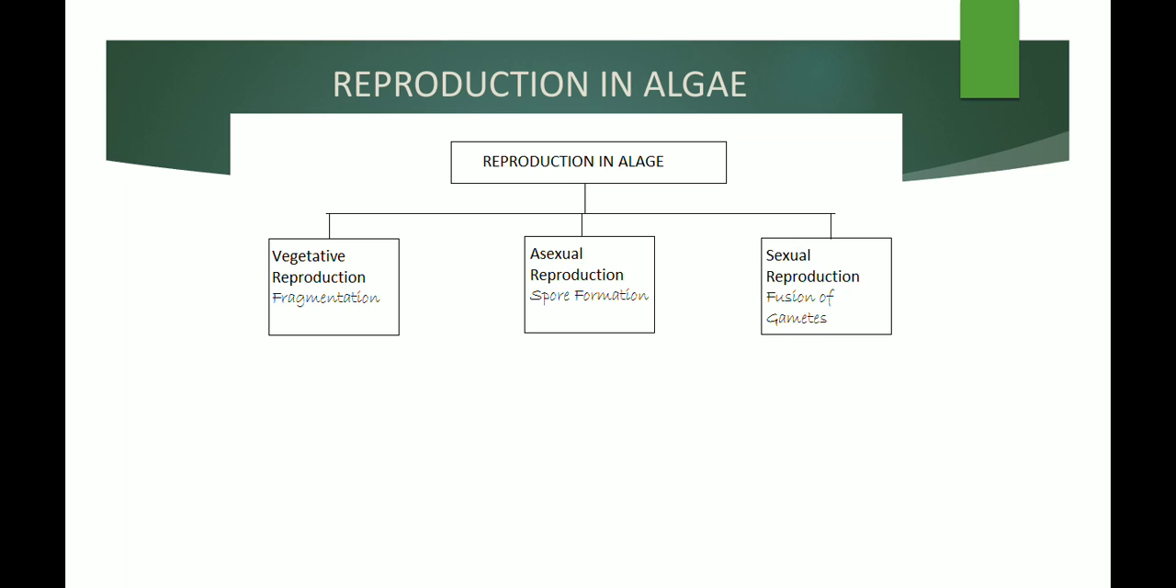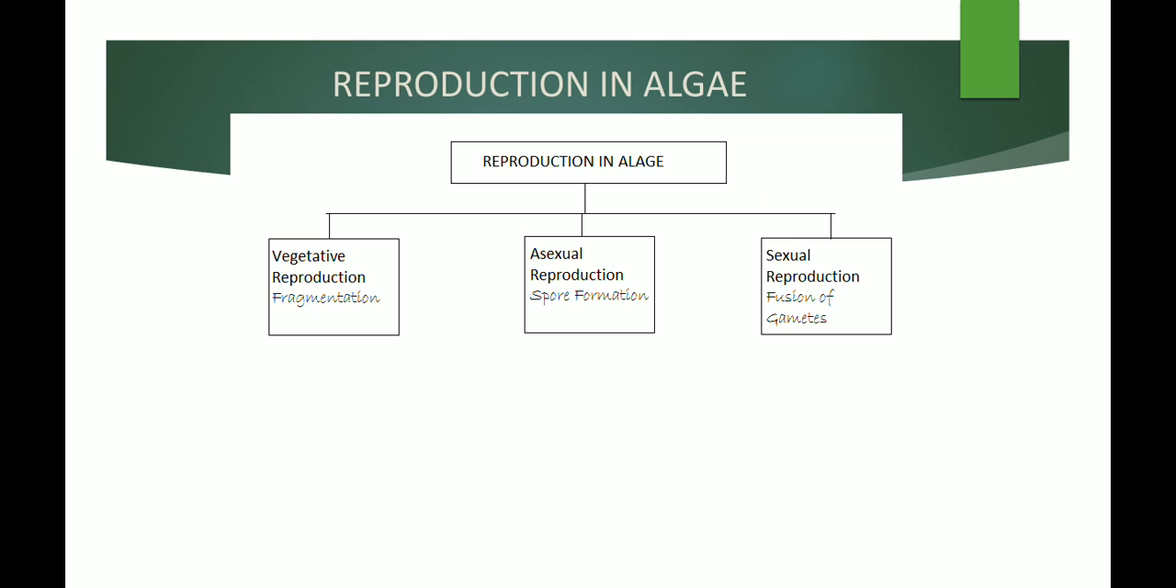So in reproduction in algae, we can see three different types of reproduction. The first one is vegetative propagation. Under vegetative propagation, we have fragmentation. Vegetative propagation is an asexual reproduction in which we don't need fusion, or we don't need any male or female organisms to mate.